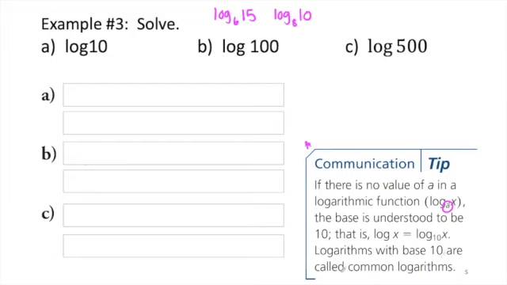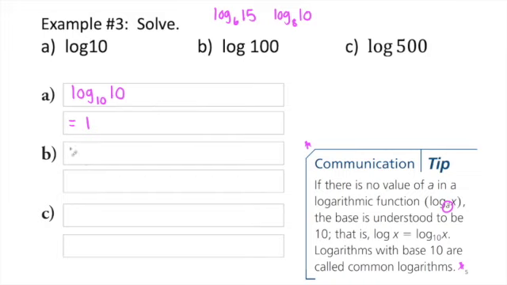Logarithms with base 10 are called common logarithms. So if you were to solve a, this is actually like saying log base 10 of 10. You can plug this in your calculator. You don't plug log base 10 of 10 in, so try plugging log 10 in your calculator. You should get an answer of 1.